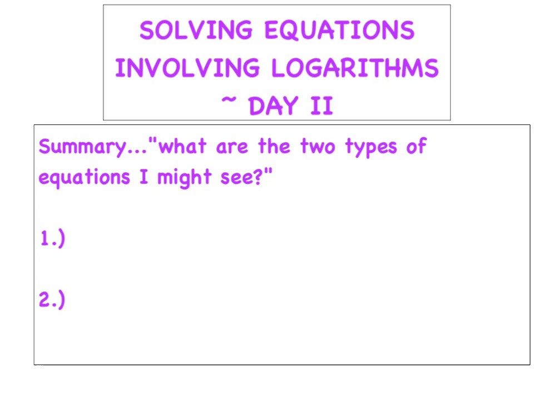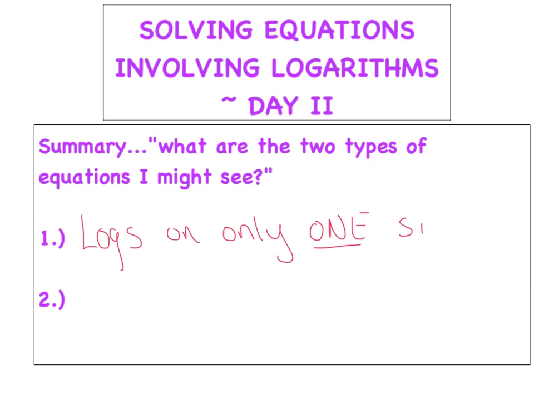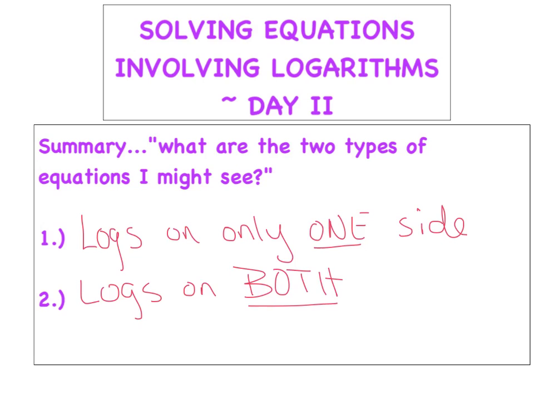Anyway, today, just to summarize where we've come from the last day or two, we're going to review and dig a little deeper. We're going to see basically two things happening. There are two types of equations we're going to investigate. Number one is if we see logs on only one side, emphasis on just one side of the equation. The second type is if we see logs on both sides of the equation. Again, emphasis on both sides of the equation.